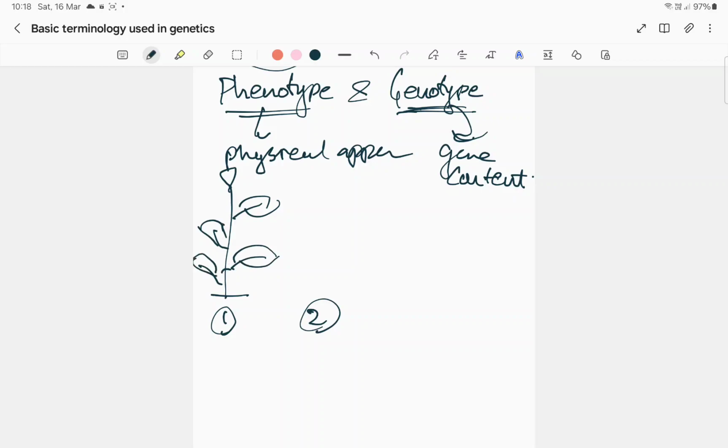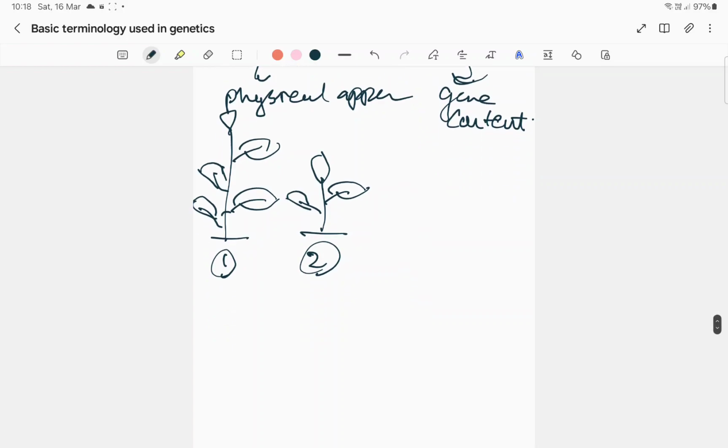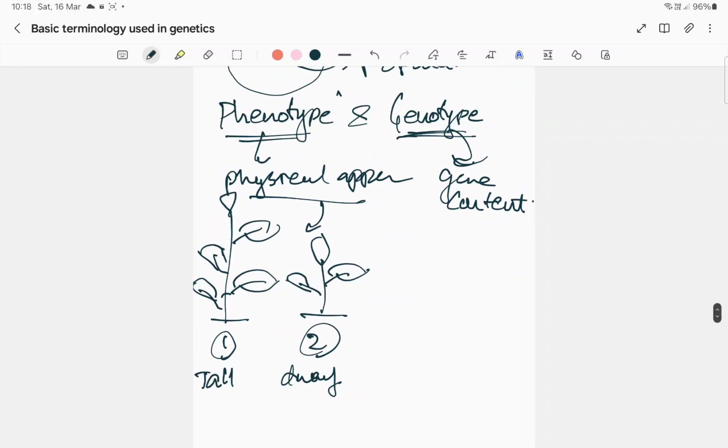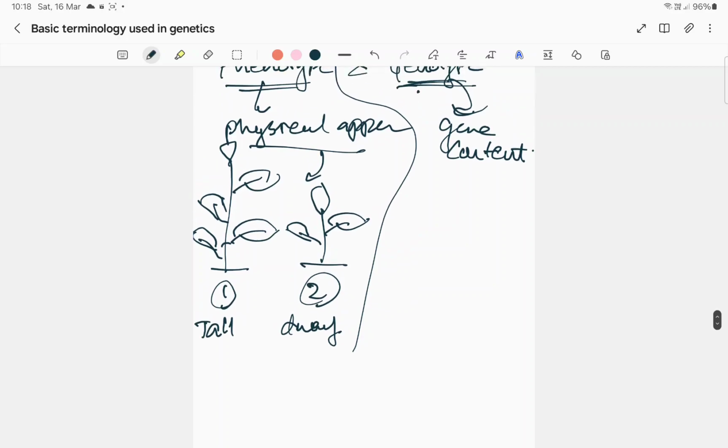This is plant 1, this is plant 2, right? By seeing this, we can say this is tall, this is dwarf. So this is the physical appearance of the plant, which is said to be the phenotype. Genotype, see, now genotype, both the plants are there, right?